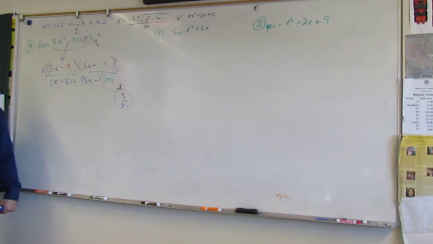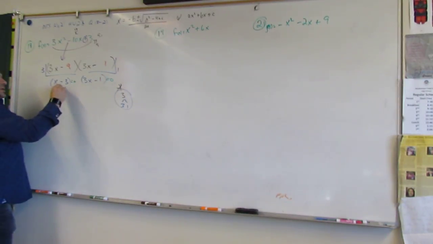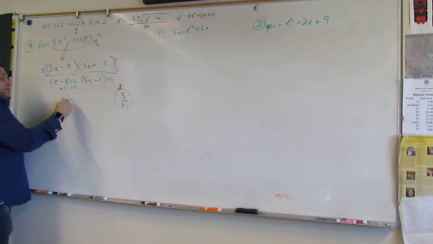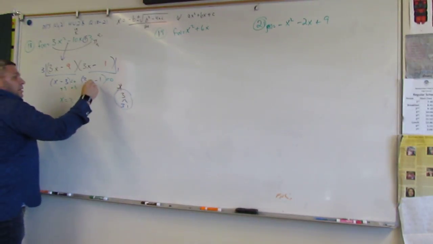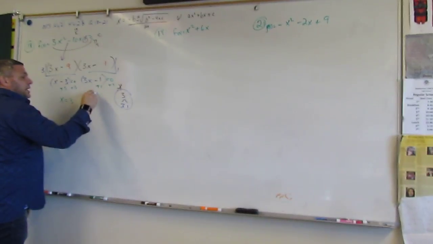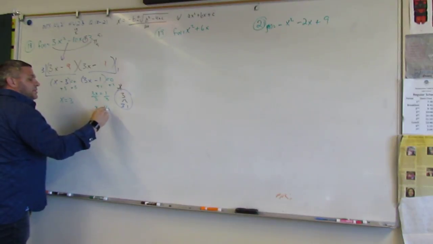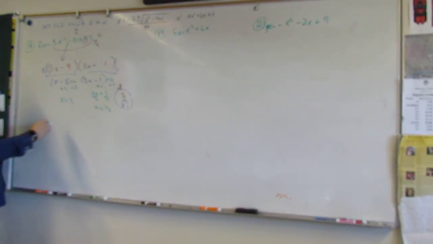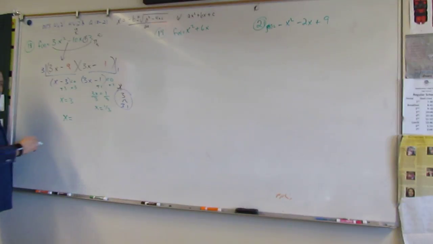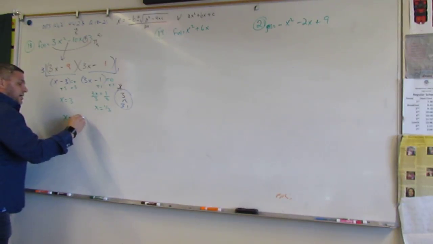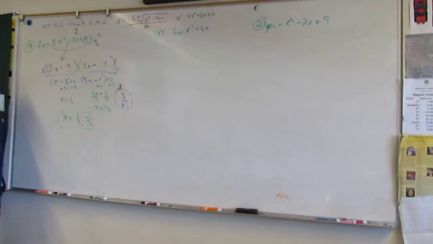And then solve. Plus 3, x equals 3. Plus 1, 3x equals 1. Divide by 3, x equals 1/3. So you get x equals 1/3 and 3, because I always put little to big. And that's it. You didn't even need to use the quadratic formula, right? You just use factoring.